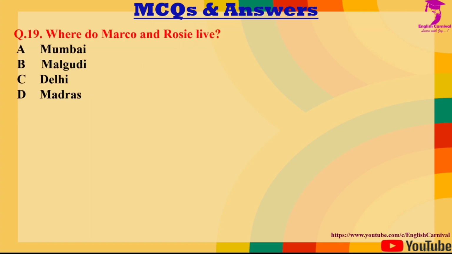Question number 19 we have, where do Marco and Rosie live? Options are A. Mumbai, B. Malgudi, C. Delhi, and D. Madras. The correct answer is D, that is Madras.